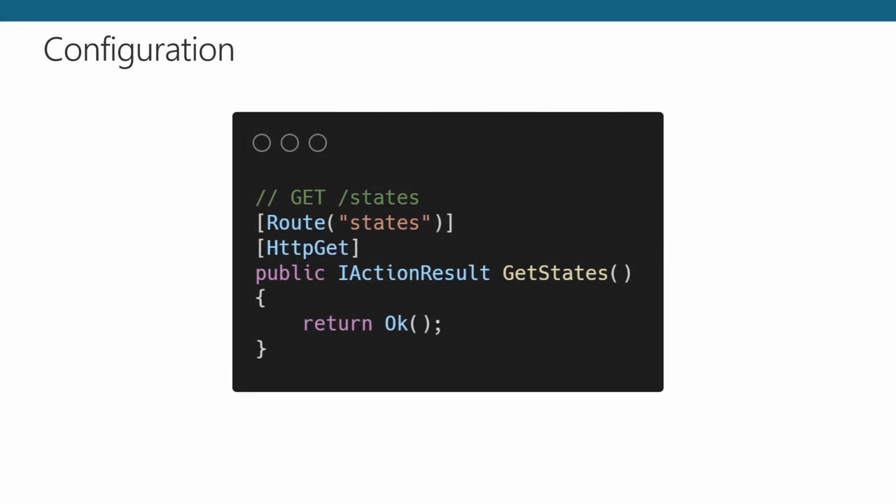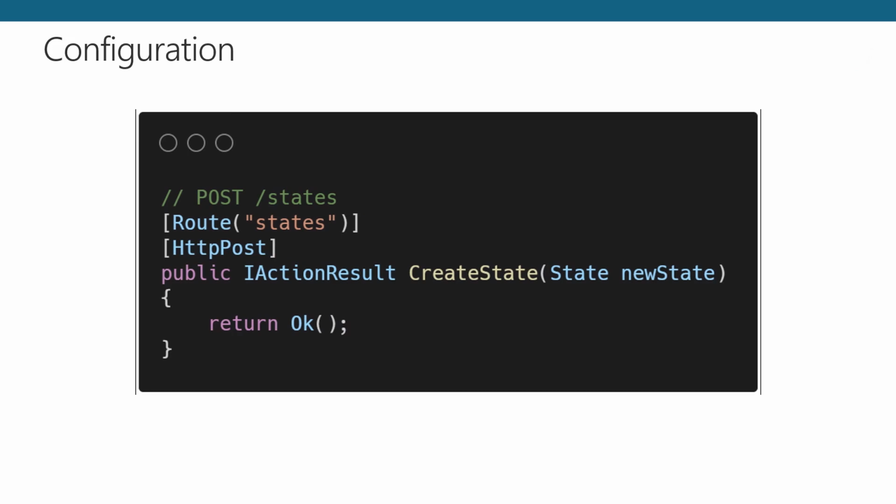In this example, we're setting two attributes on the action called getStates. The route attribute defines what route pattern the action should respond to. If a client makes a request to our server by going to the states endpoint, that will trigger the getStates action. By default, any controller action will respond to any HTTP verb thrown at it as long as the path matches. But it's possible to tightly define this in your configuration. The HTTP get attribute tells ASP.NET Core that this method will only respond to HTTP get methods.